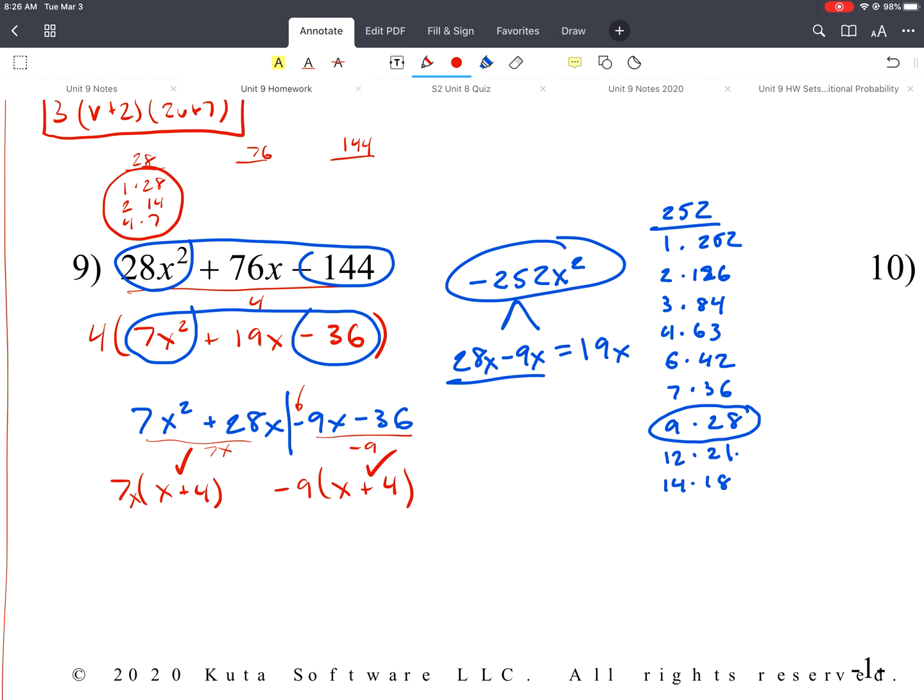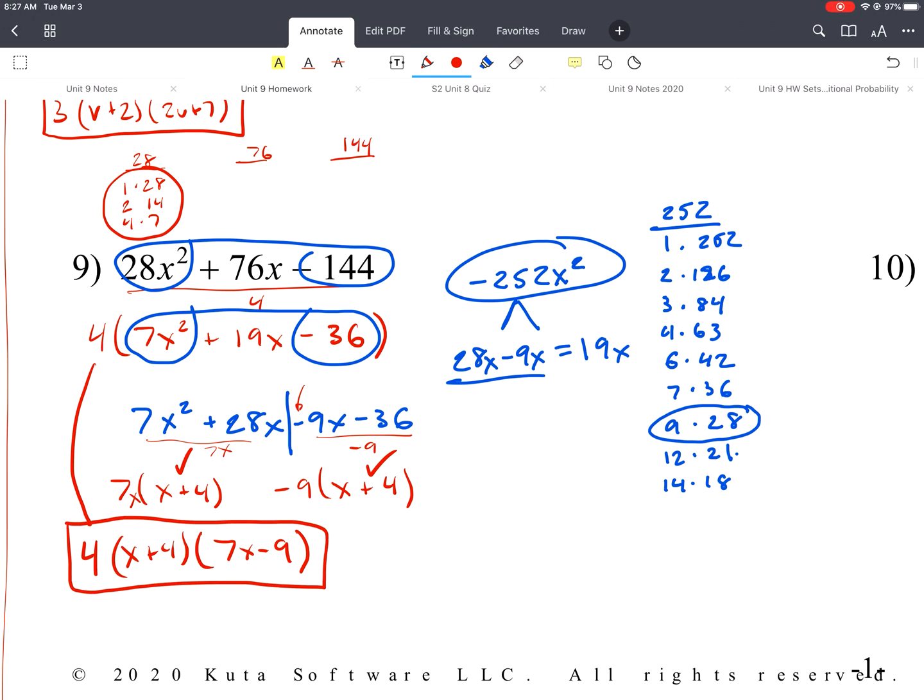Check, check. So we'll take those out. X plus 4 is our new greatest common factor. And then what's left will be the 7x minus 9. And don't forget, we have that 4 that we took out at the beginning. Okay?